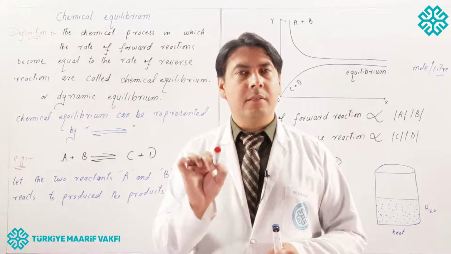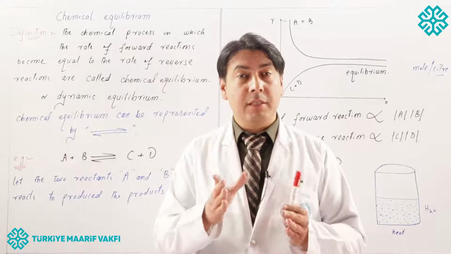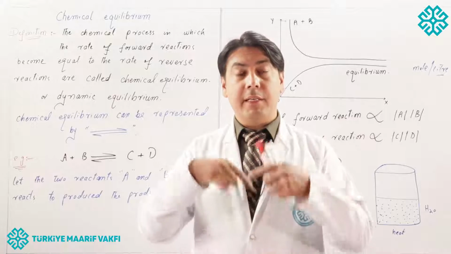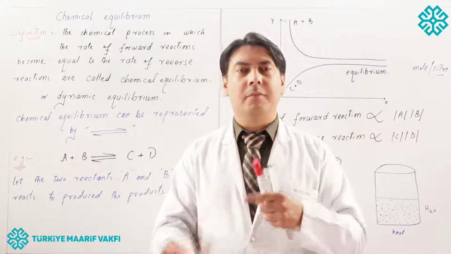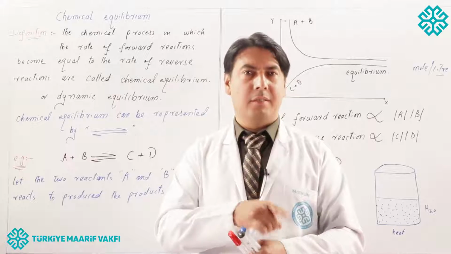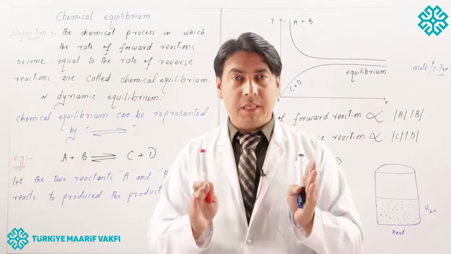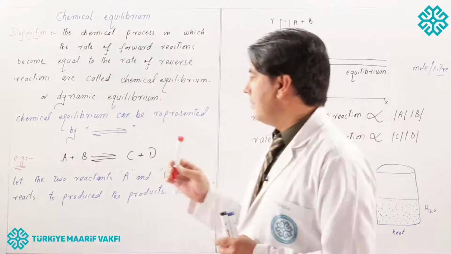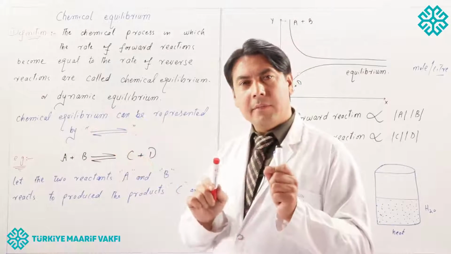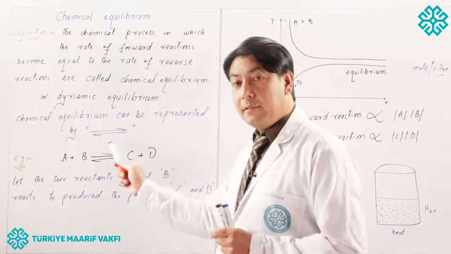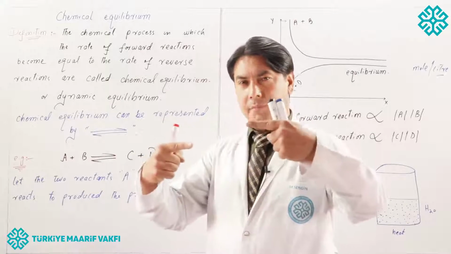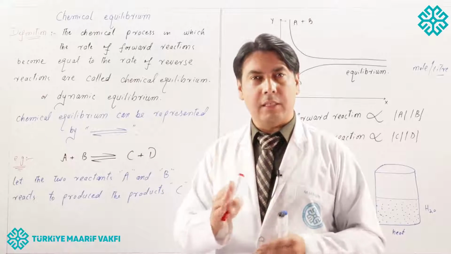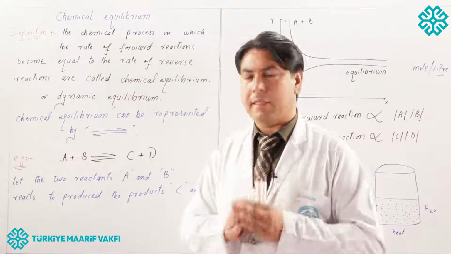And we have discussed what reversible reactions are. Reversible reactions are those reactions in which the reactants convert into products and the products convert into the reactants. So, in chemical equilibrium, we will discuss reversible reactions. A reversible reaction can be represented by a double-headed arrow, which indicates that the reaction can proceed both in the forward as well as in the reverse direction.